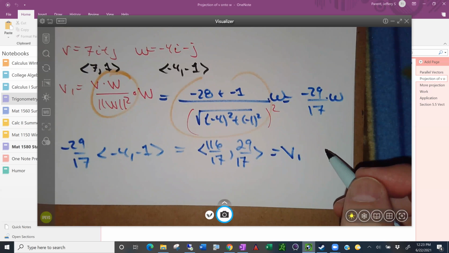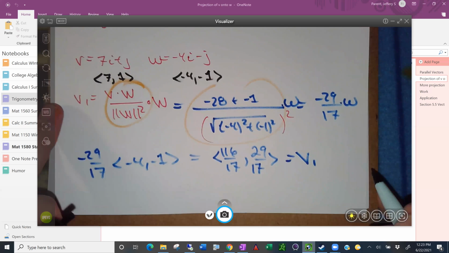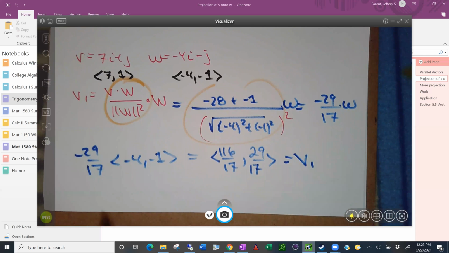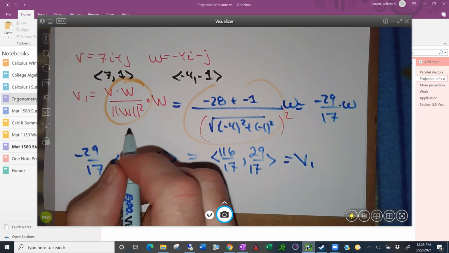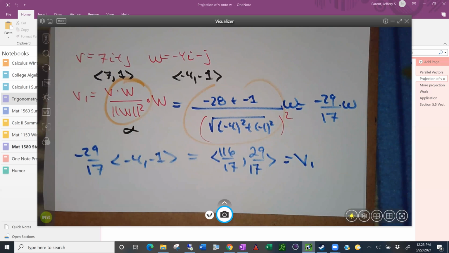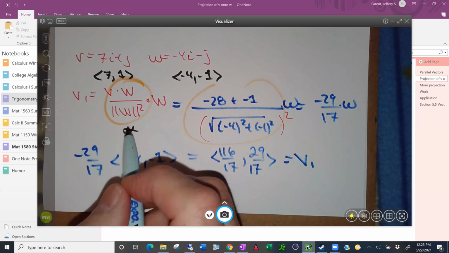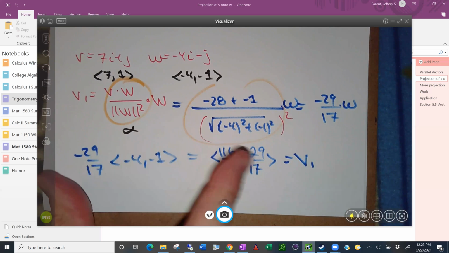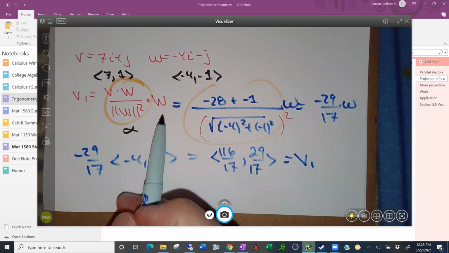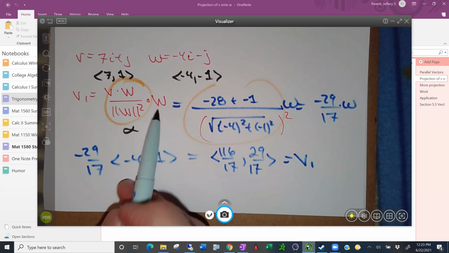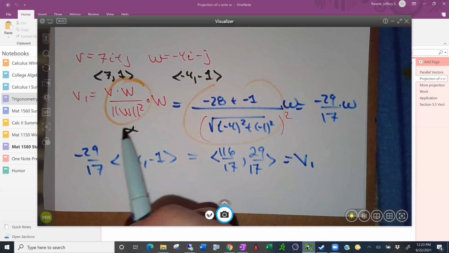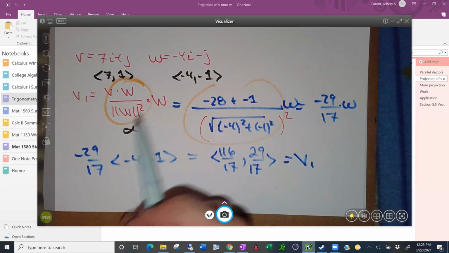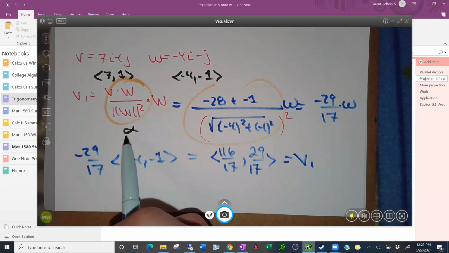I'll pause here for a second. We okay with V1? Basically, you can consider this a scalar. I've seen it called alpha before, and it's just alpha times W. You're just stretching or contracting this vector to be parallel to W. So something which is parallel is just going to be a scalar multiple of W, which is what this is.